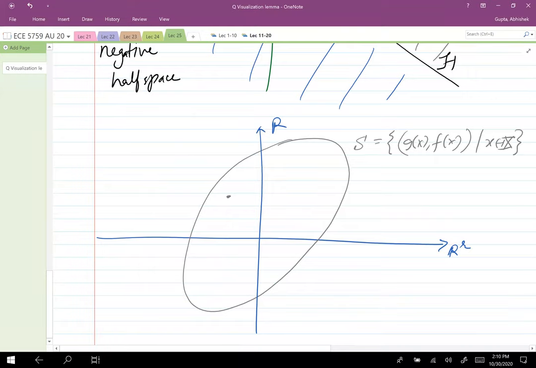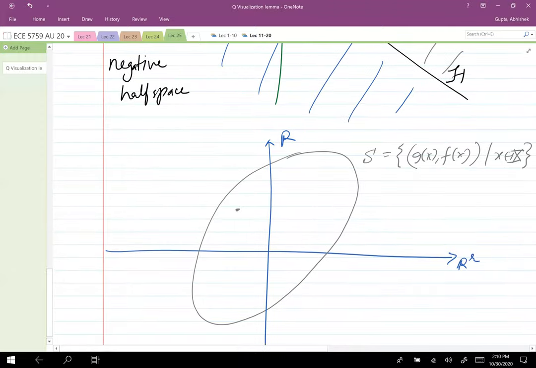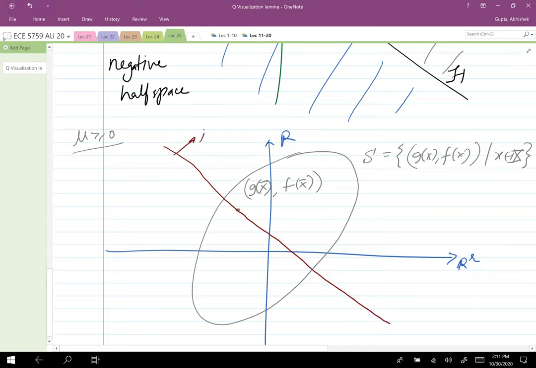Now remember that in the context of the geometric multiplier, we had required that mu be greater than or equal to zero. So let's try to draw a hyperplane that passes through this point. What is this point? This point is g of x bar comma f of x bar. I just pick some random x bar and I look at this point, which is g of x bar comma f of x bar. I have mu greater than or equal to zero and I want to draw a hyperplane that passes through this point and has a normal mu and one. Let me draw that. The normal to this hyperplane is mu one. The hyperplane passes through g of x bar comma f of x bar. And it looks like this in the figure.